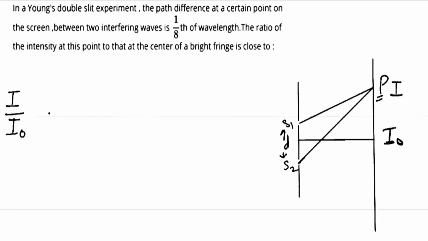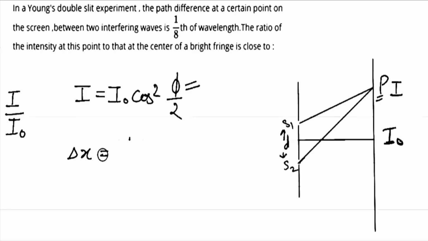Okay, so there is a relation at any point, I, which is related to I naught by I equals I naught cos square phi by 2. So we have to find out the phase. If we are able to calculate the phase, then we can find the relation between I and I naught. Now in the question the path difference is given, that is del x is lambda by 8. So how do we get the phase from del x?